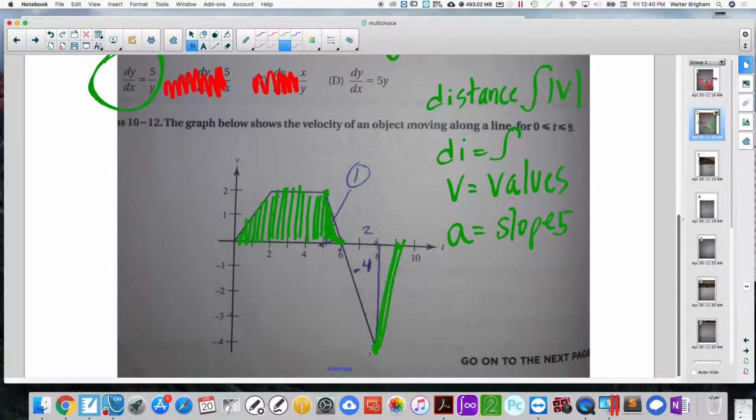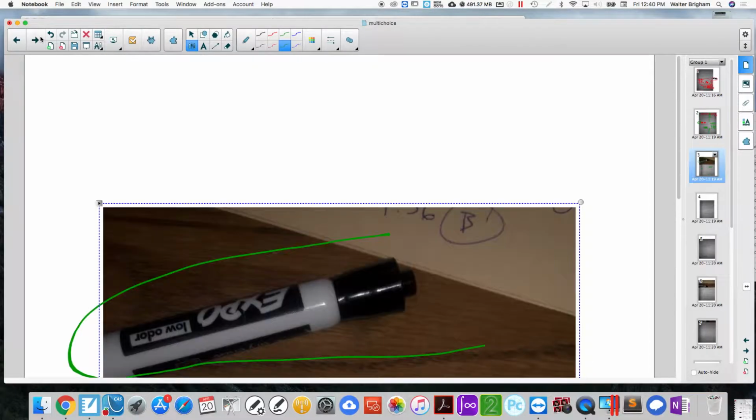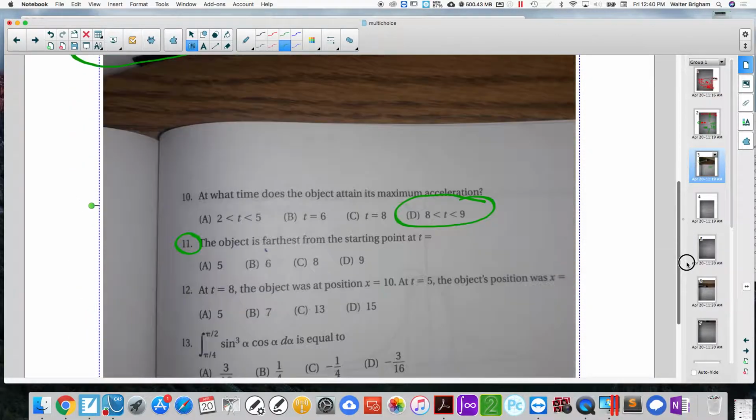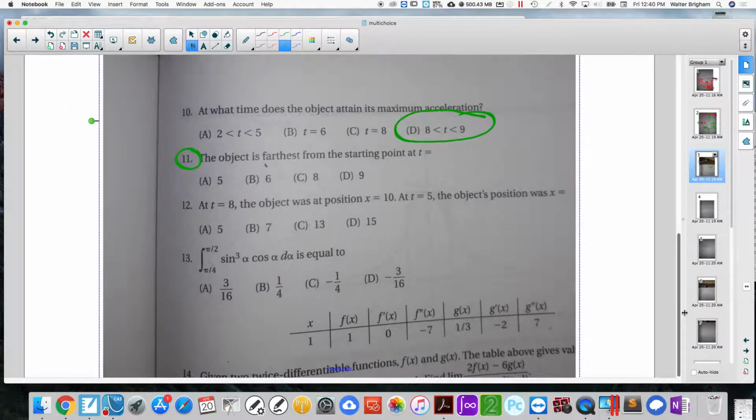Just because that graph is getting smaller, remember this is velocity, it still means I'm moving. In this region I'm still moving forward, I'm just moving forward really slowly, and then I stop. So the correct answer here is the marker, which would be, was that 6? Yeah. 6. Turn around.